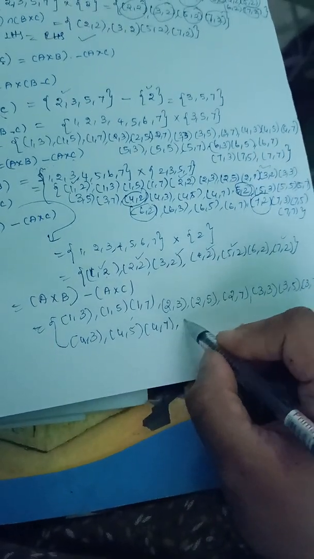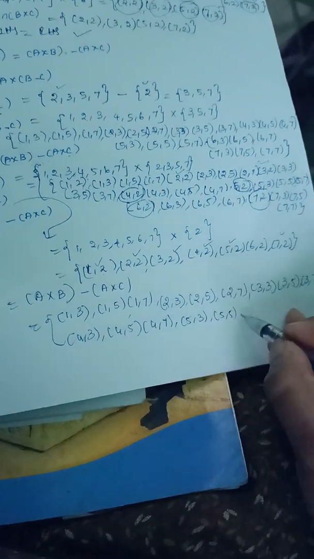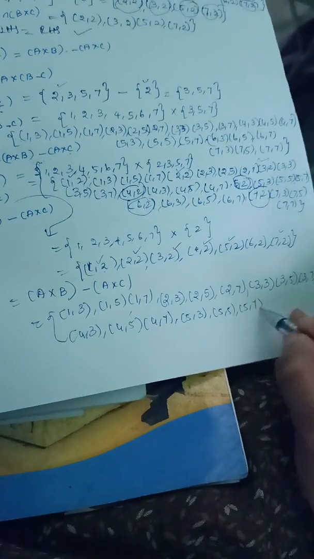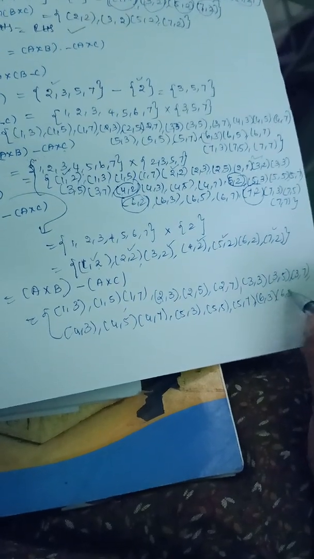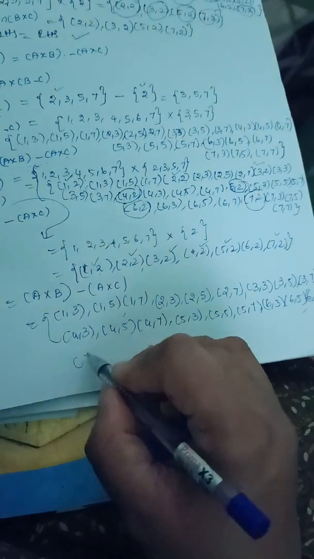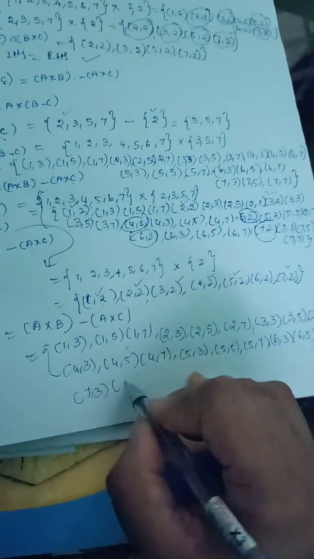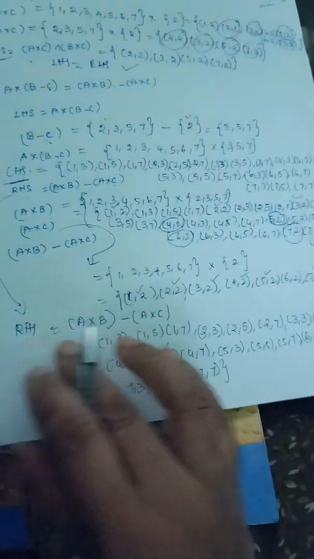Next 5, 2 is not there. So 5, 3, 5, 5, 5, 7. Next 6, 2 is not there, so 6, 3, 6, 5, 6, 7. Next 7, 2 is not there, 7, 3, 7, 5, 7, 7. This will be the final list, RHS.